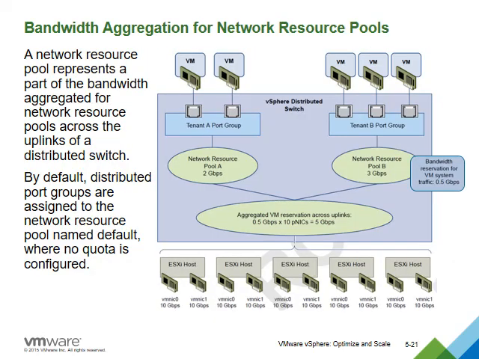Bandwidth aggregation for network resource pools. Again, we can have a network resource pool that represents part of the bandwidth aggregated for a network resource pool across the uplinks of a virtual switch. So we can have a port group, and we can say, okay, it's got this network resource pool A that has 2 gigabit. Port group B has 3 gigabit. Our aggregated VM reservation across these will be 5 gigabit.